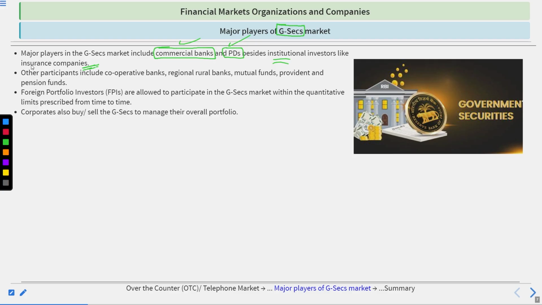After them, the other participants include the cooperative banks, regional rural banks, mutual funds, provident and pension funds. These are also participants of the GSEC government markets. Then foreign portfolio investors, FPIs. They are allowed to participate in the GSEC market within the quantitative limits prescribed from time to time.